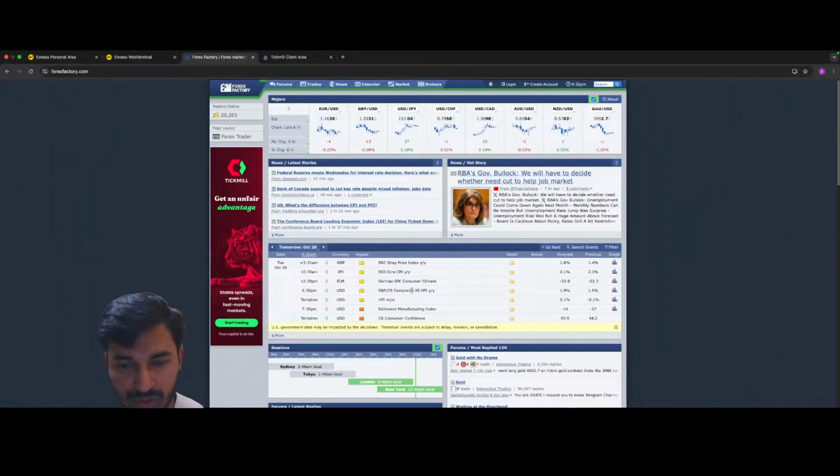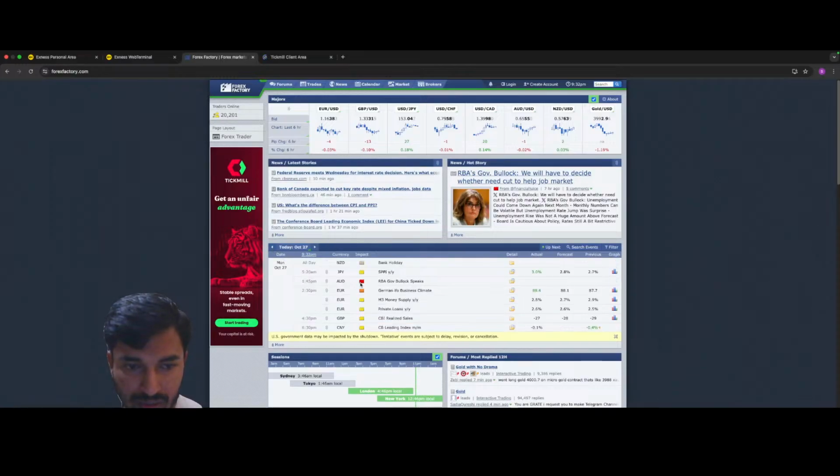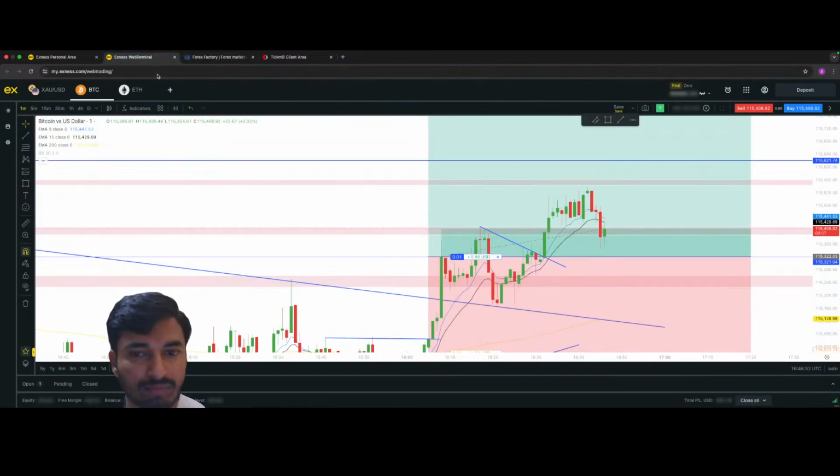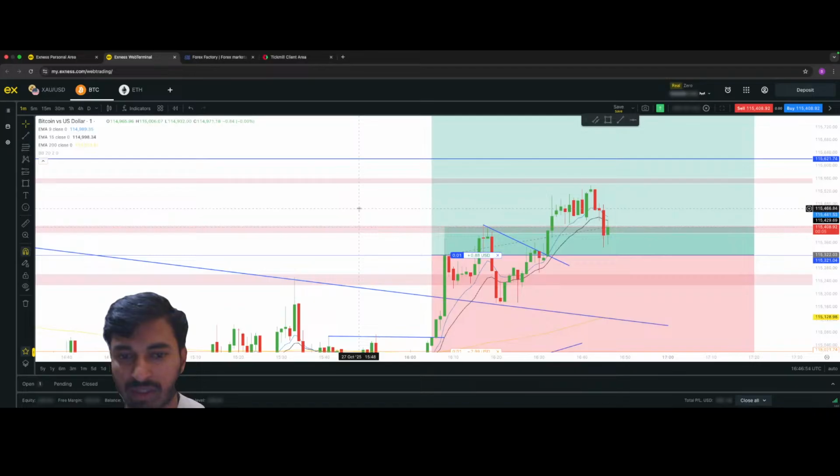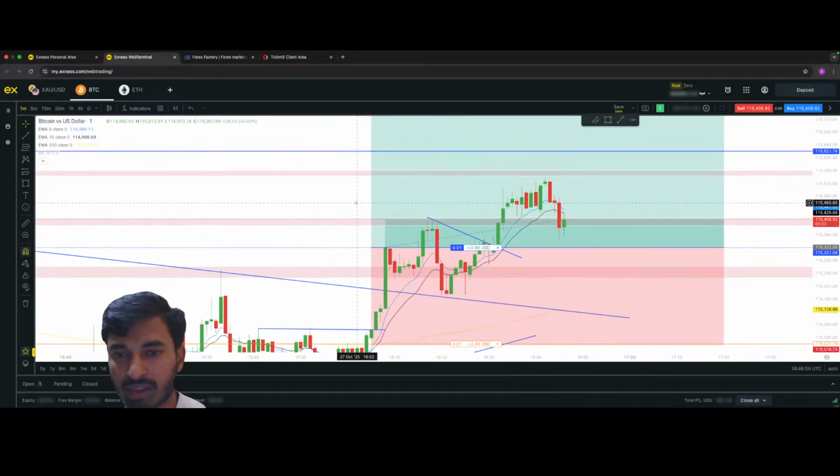S&P CS composite. Previously it has given 1.8%. The forecast is 1.9%. Now, if the actual comes below this, then the market may fall. So this impacts. This is a red zone, right? This red zone is more dangerous, high impact. So let's see how our trade is going on. It has fallen down.